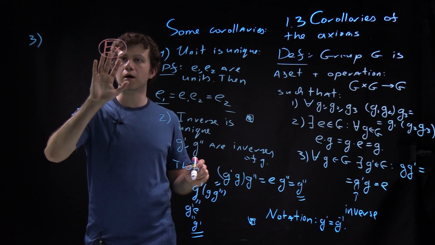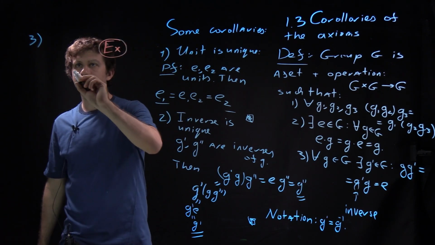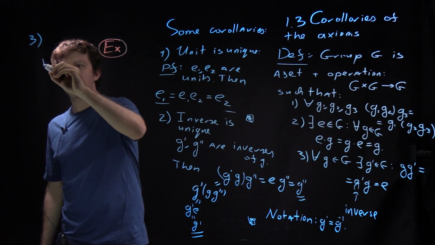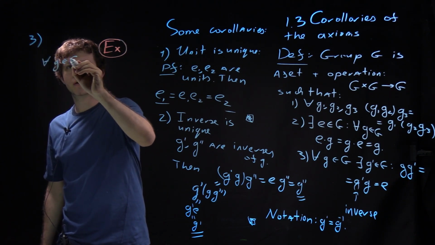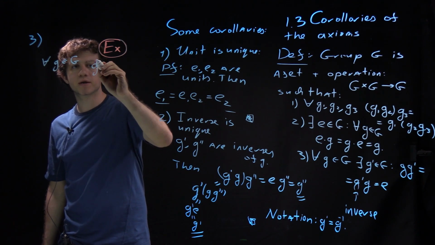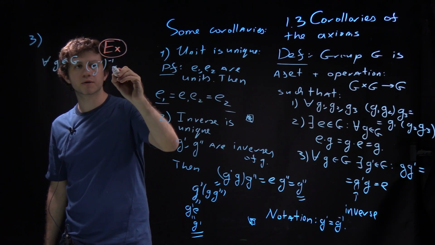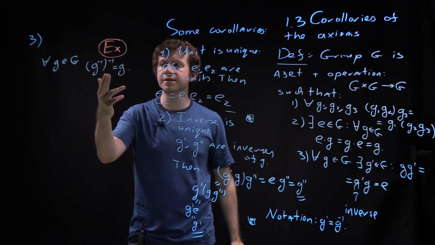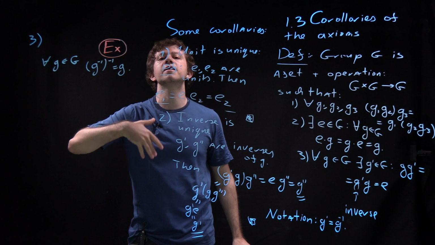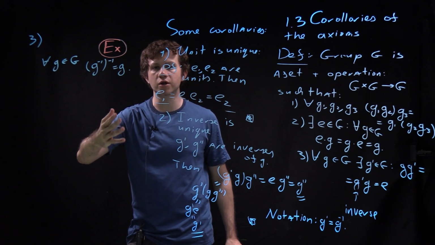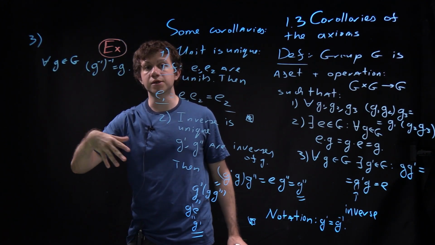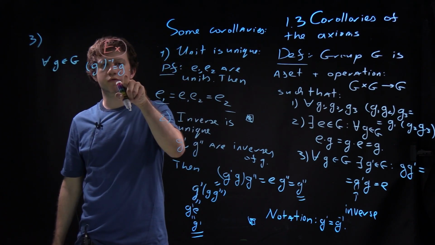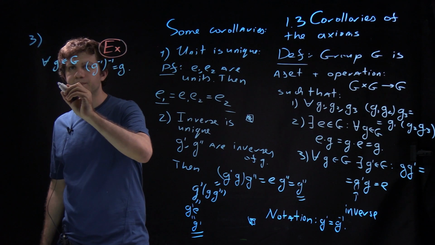And so here is the exercise. For every element G in G, we have G inverse inverse is G. So another way to say it is that to invert an element, this is an involution. It means it's a transformation or a map, which when you do twice, you get the identity. So if you twice do the inverse of an element, you get G back.